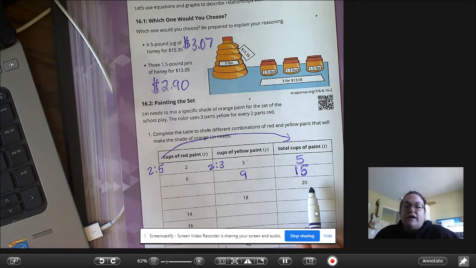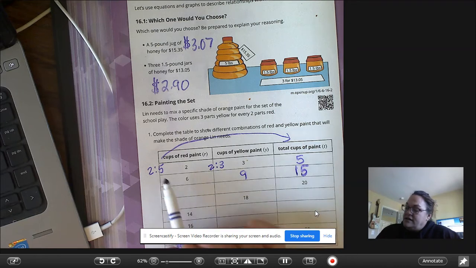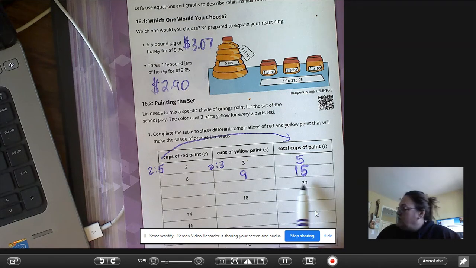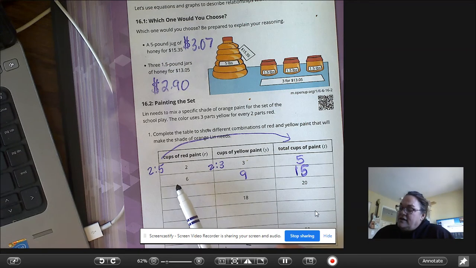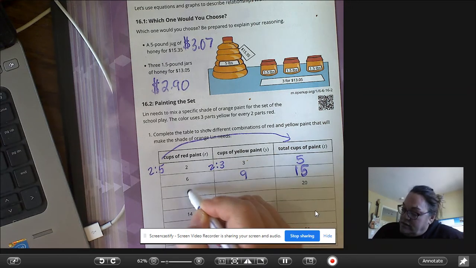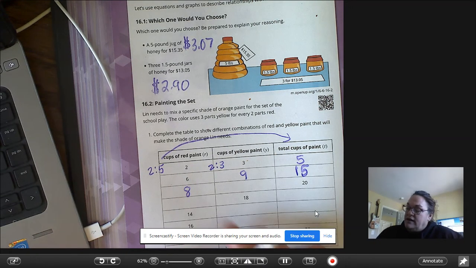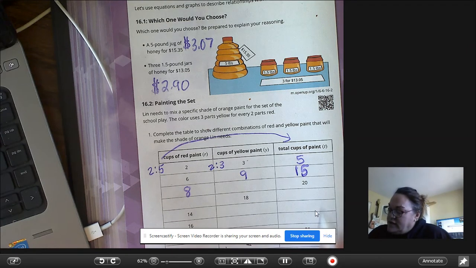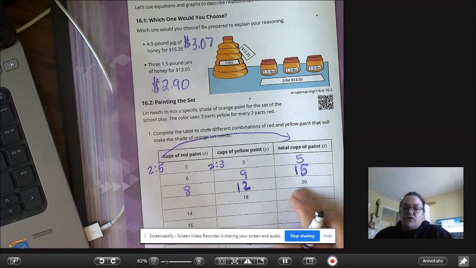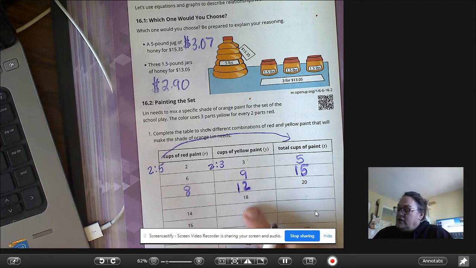So if we're starting with 20, remember the ratio to get this one is 2 to 5. So it's 2/5 of the total amount of paint, right? The total amount is 20, so 2/5 times 20 would be 8. 8 is 2/5 of 20. And then to get the second column, you're multiplying by 1.5 again, right? So 8 times 1.5 is 12. And that makes the total 20 cups, 12 plus 8.